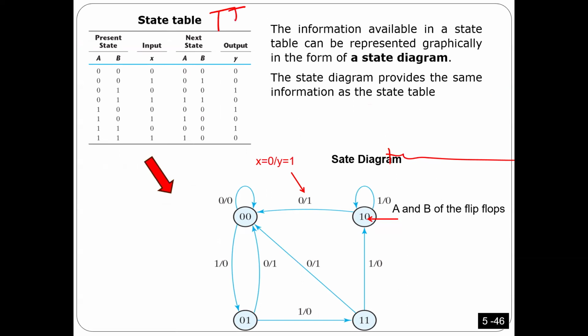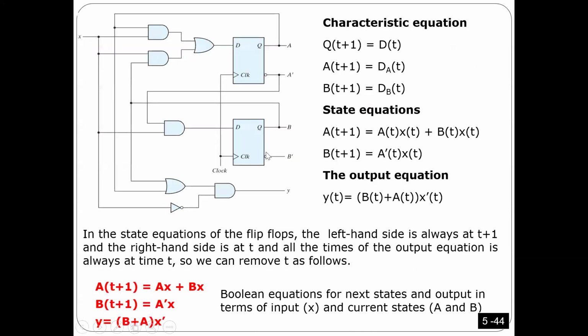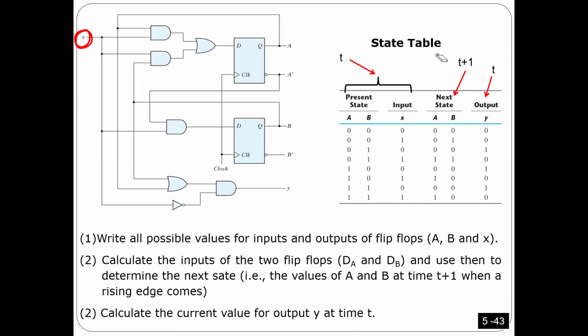But the first step is we need to create this. We need to make the state table. A state table is similar to the truth table. In the truth table you have input and output, but this time I have input, I have a state, and I have output. This is the main difference.